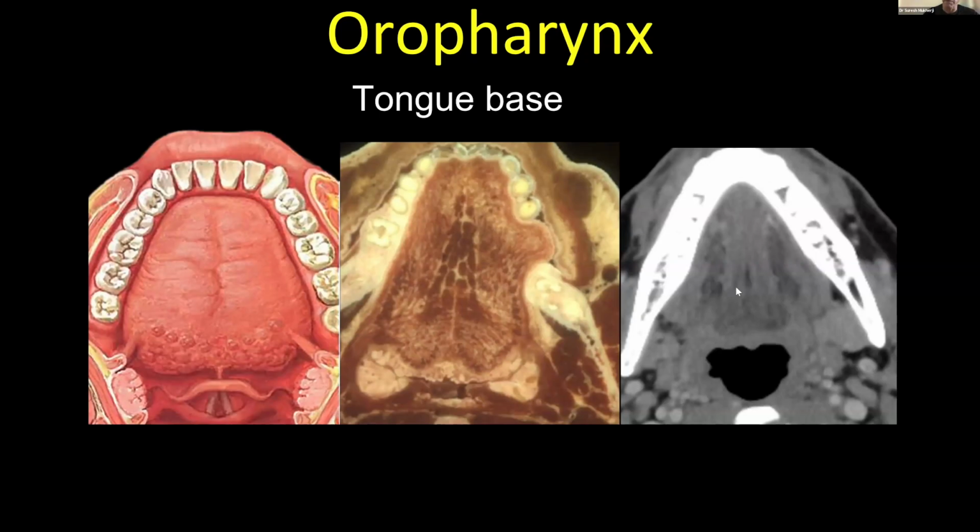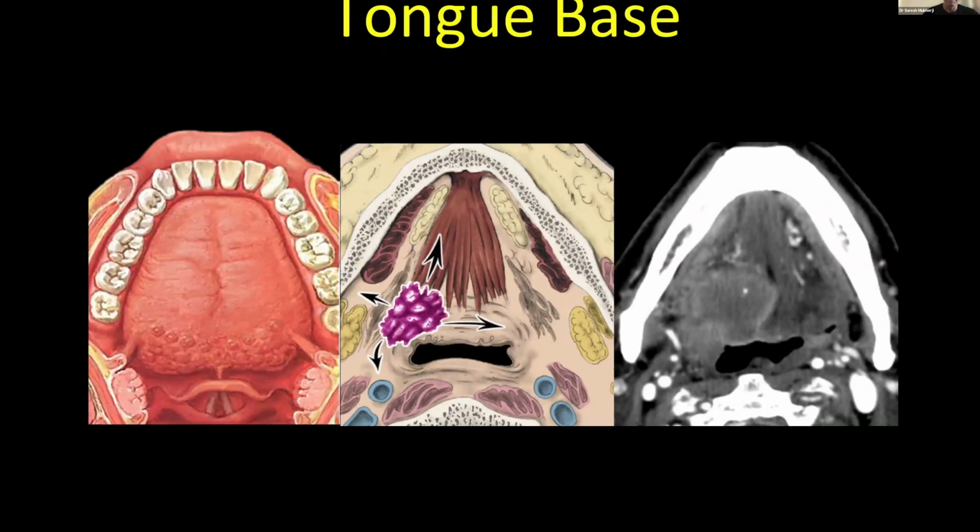And then with a leap of faith, you can actually see these striations going from right to left. And that's how we know that we're in the tongue base. So when we're looking at tongue-base carcinomas, this is a schematic illustration of a tongue-base carcinoma, and we can see how it's located in the lateral aspect of the tongue base. And this is a CT scan of a tongue-base carcinoma.